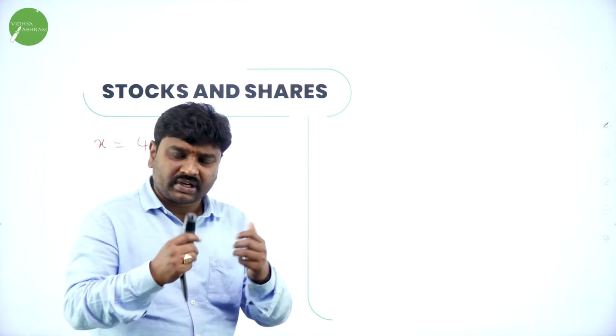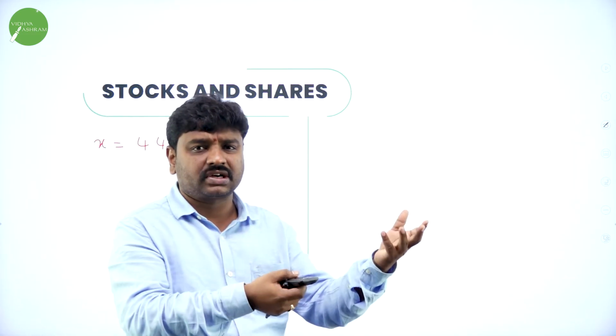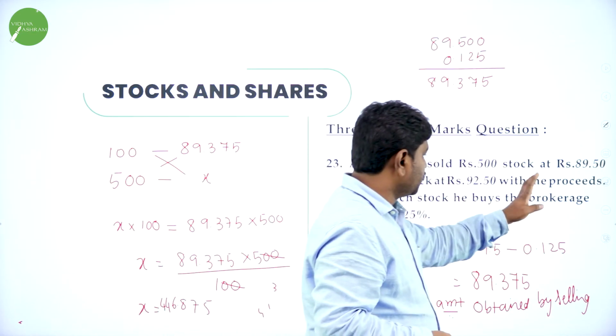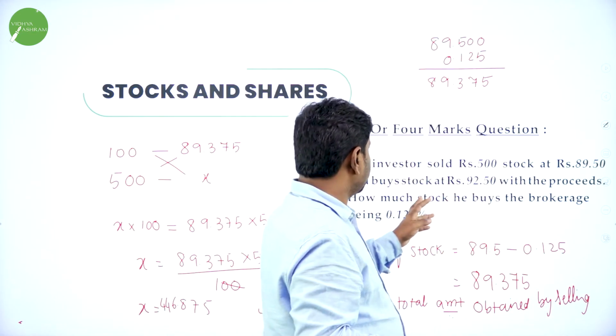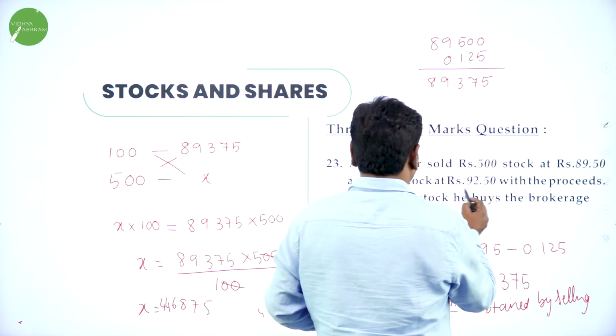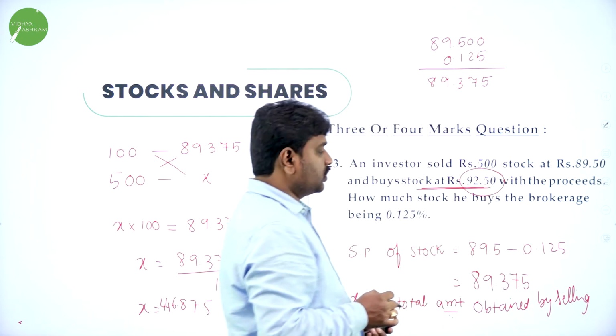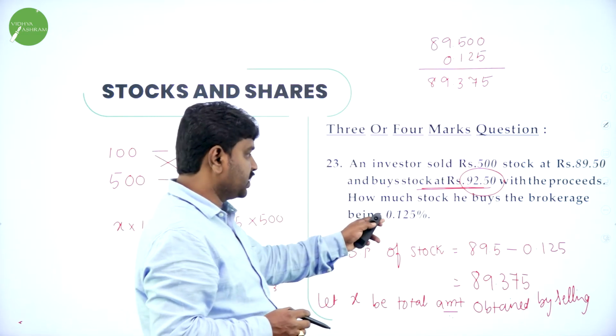Now whatever amount he gets, he'll proceed with the other stock. See, if you read the question, they mentioned he proceeds. So they told he proceeds for what stock? He buys a stock at 92.50. So now for the cost also you should pay the brokerage.